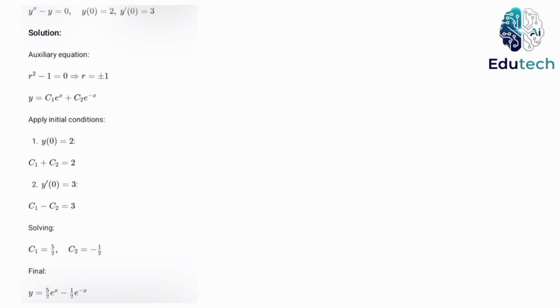We can apply the initial conditions. y of 0 is equal to 2. Therefore, c1 plus c2 is equal to 2. y' of 0 is equal to 3. Therefore, c1 minus c2 is equal to 3. Therefore, c1 is equal to 5 by 2 and c2 is equal to minus 1 by 2. So therefore, y is equal to 5 by 2 e^x minus 1 by 2 e^(-x). So we can move on to the next question.